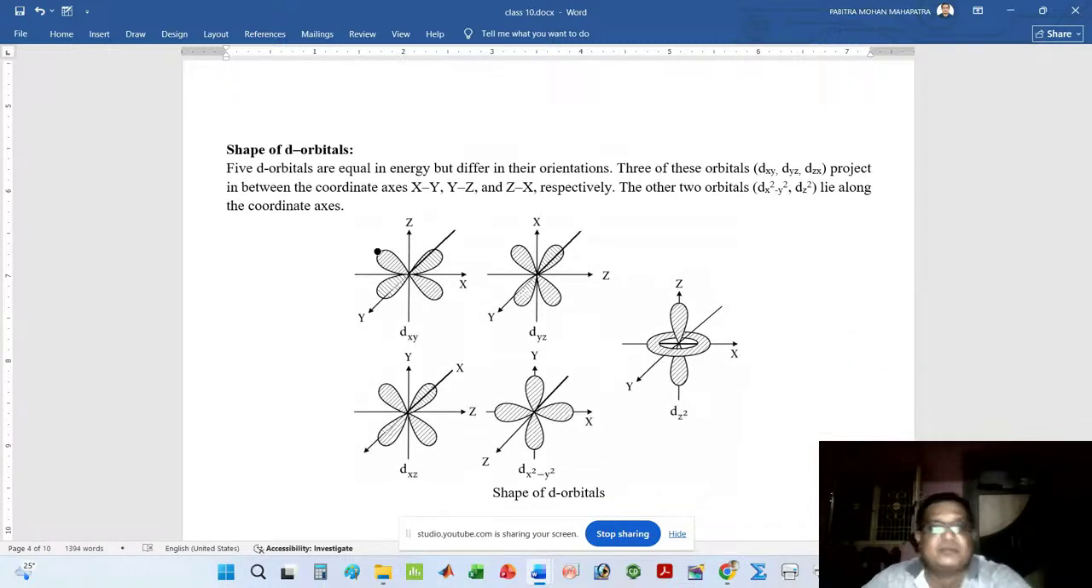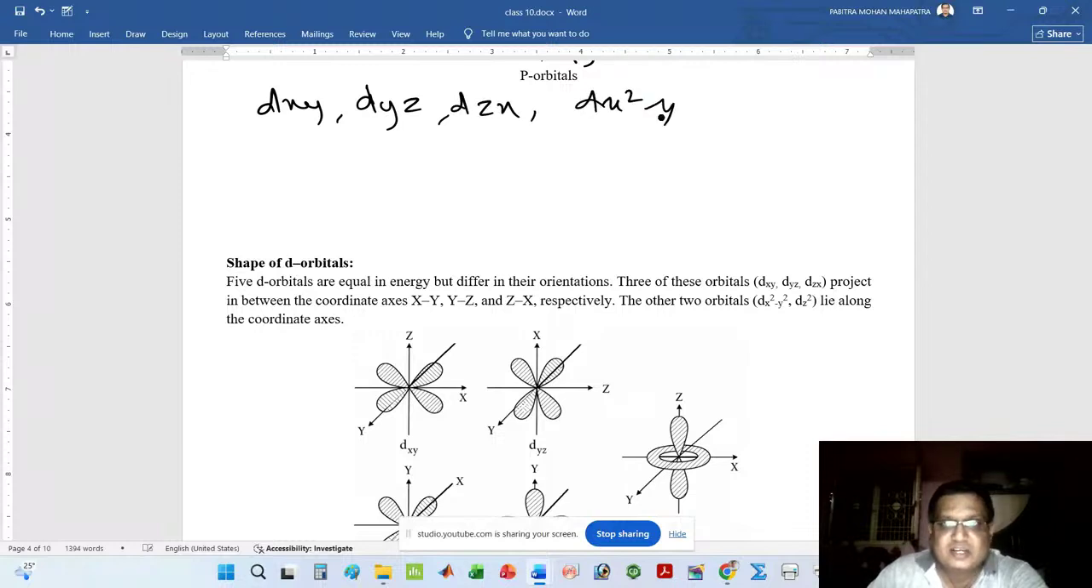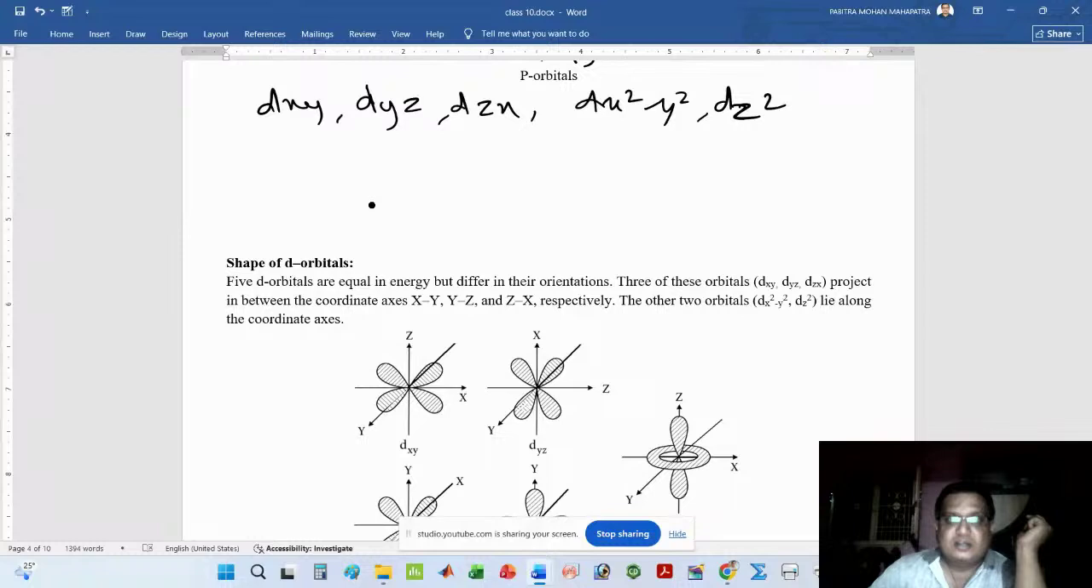What is the shape of d orbital? There are 5 d orbitals. I want to write the 5 d orbitals: dxy, dyz, dzx, dx square minus y square, dz square. I will give a small trick for how you will remember this.